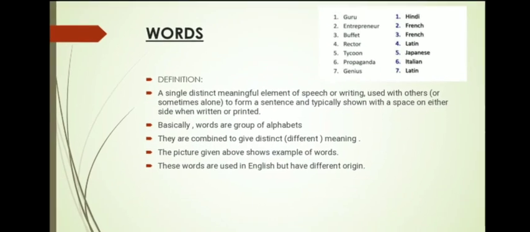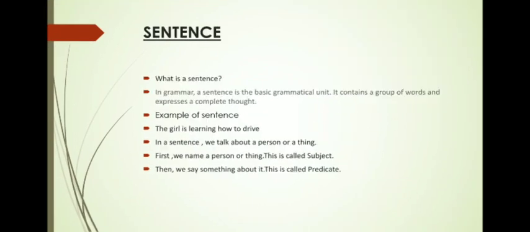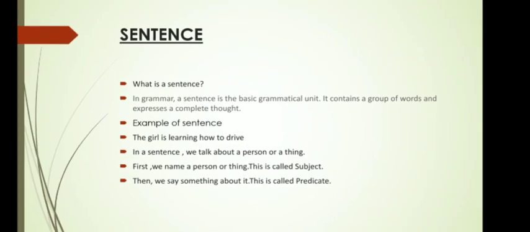After that, we have seen what sentences are. Sentences are a group of words that express a complete thought. The general definition, as you all know, is: a combination of words that makes complete sense is called a sentence. We have also seen that when we are making a sentence, we do two things. First, we name a person or thing. Second, we say something about it.